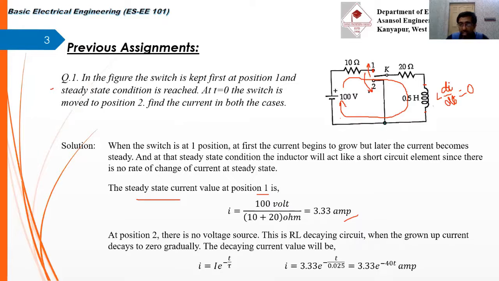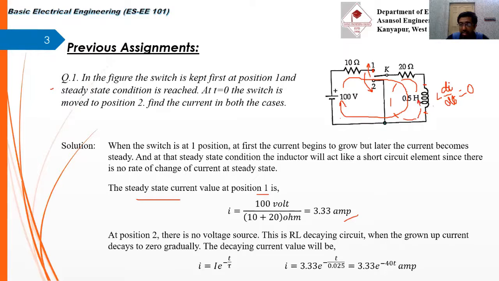Now next step, it is moved to position 2. Now as you can see, this whole 10 ohm in series with this DC voltage source gets bypassed by this shorted path. So what will happen here? The stored energy, the magnetic energy that is stored in the inductor, will deliver a current. This will act as a voltage source and that will send the current through this path.